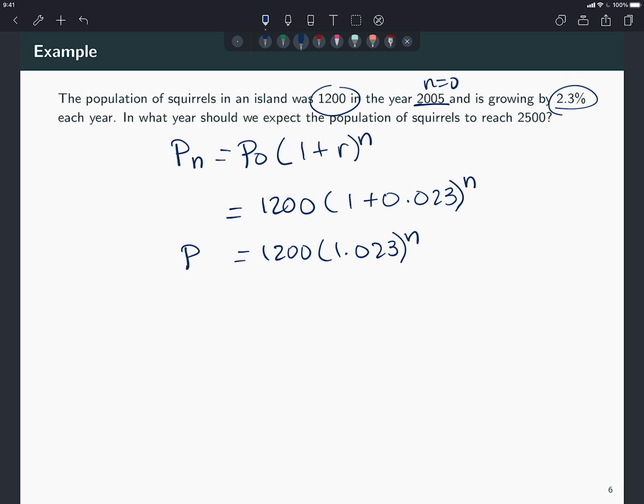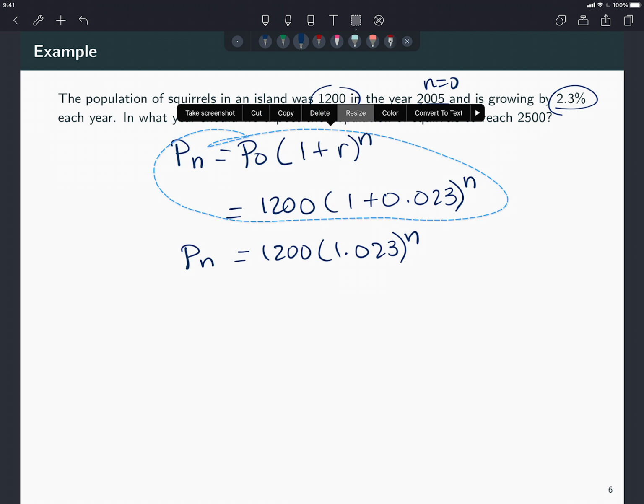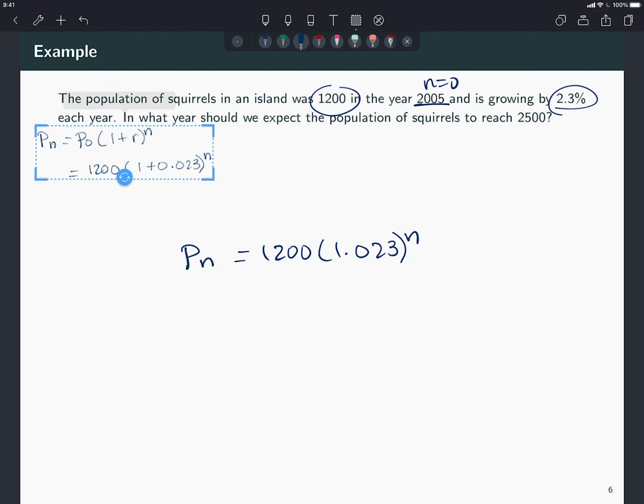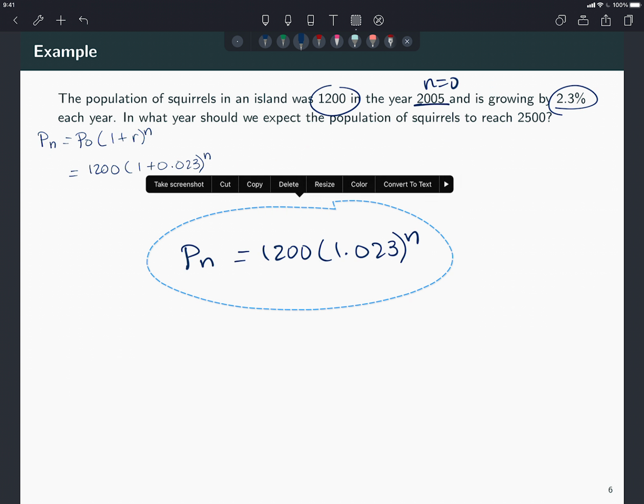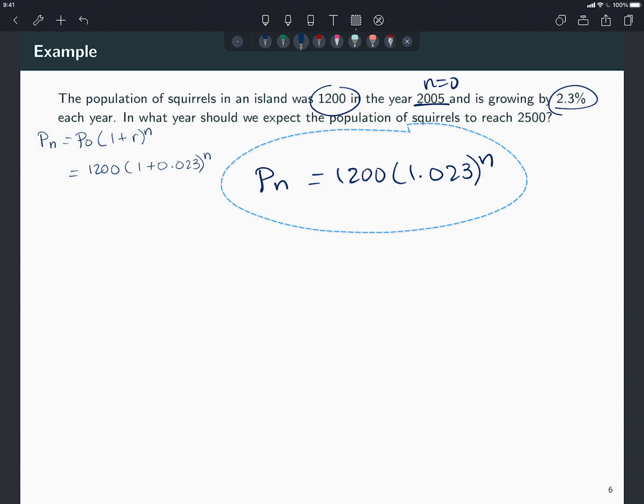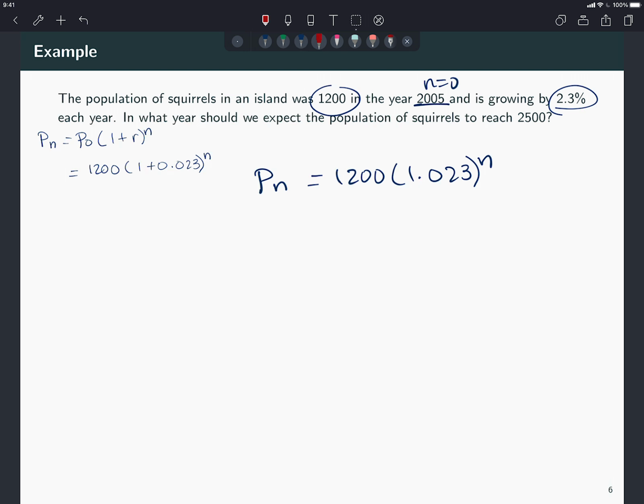Sorry. So this is what I have. Pn equals this. But my question now is asking for something different. It's saying how many years I need to wait for the population to be 2,500. So I'm going to want to solve for n. For what value of n is Pn 2,500, right? So this is a different question. Now we need to solve for n.